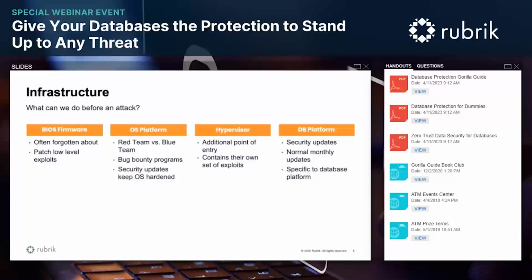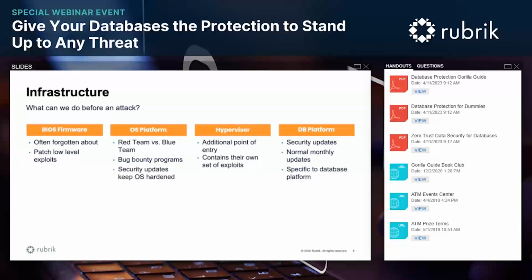So with these items in mind, what should we really be focusing on to help companies maximize their data security? We can start with infrastructure. Think about the various components that make up most corporate infrastructure. You have hardware vendors, and those hardware vendors may have BIOS or firmware updates. We often forget about this stuff. And when those patches come out, they tend to have security updates that patch real low-level exploits that can do a lot of damage.